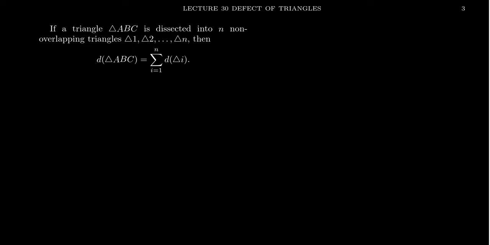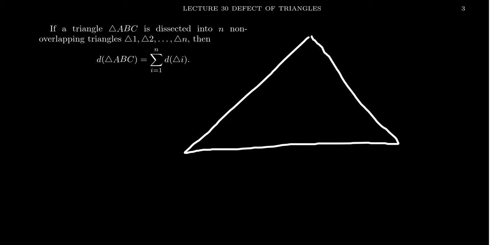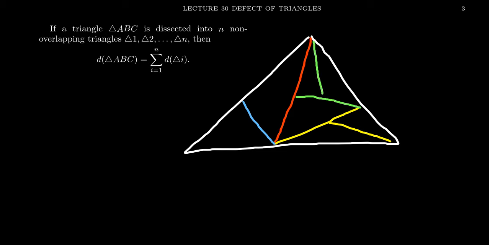Note that using the previous theorem is sort of like a base case. If a triangle is dissected into n non-overlapping triangles, let's draw a picture here. If we have a triangle and we dissect it into smaller triangles, kind of like we did in the previous picture, you can cut it down like this once, and then you do it again like this, and again, maybe like this, and you can keep on going, always taking medians of triangles along the way. We can dissect any triangle into smaller pieces.